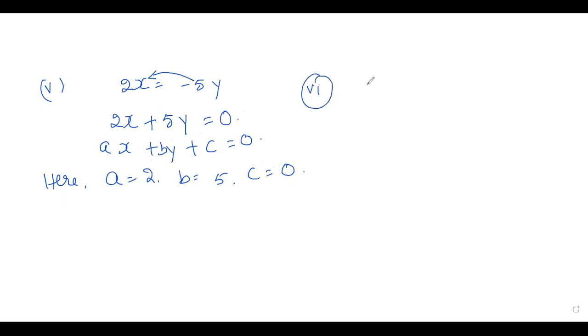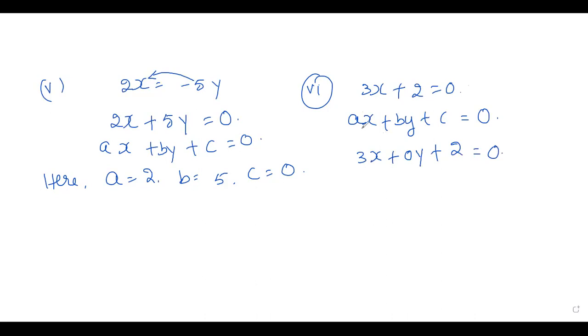Sixth one, 3x plus 2 is equal to 0. Ax plus by plus c is equal to 0. So you can write the given equation as 3x plus, there is no y term here, so you can write 0 into y plus 2 is equal to 0. So what is a here? B is 0, c is 2. So a is equal to 3, b is equal to 0, c is equal to 2.